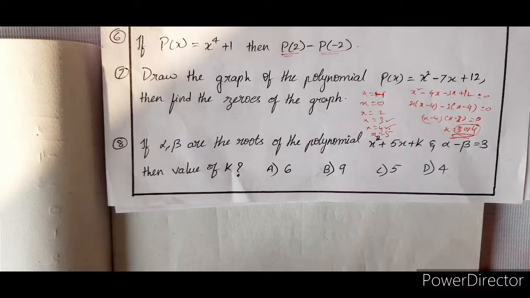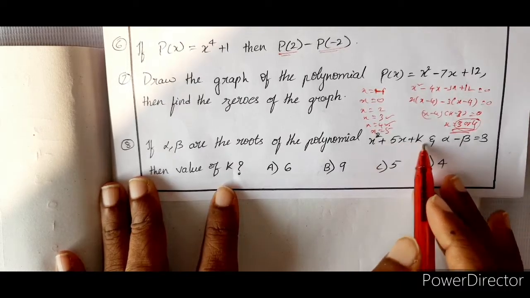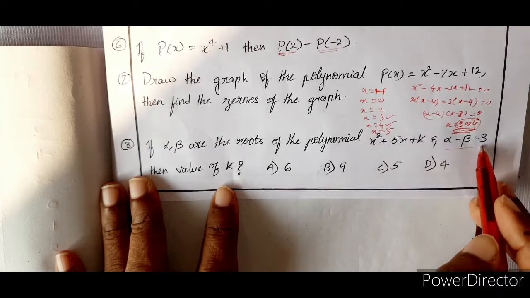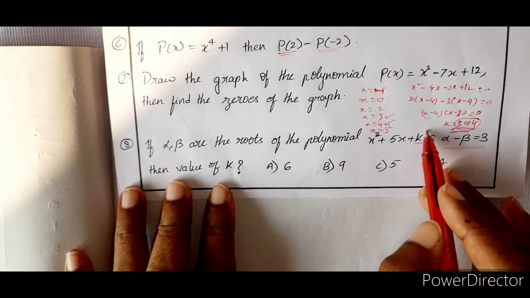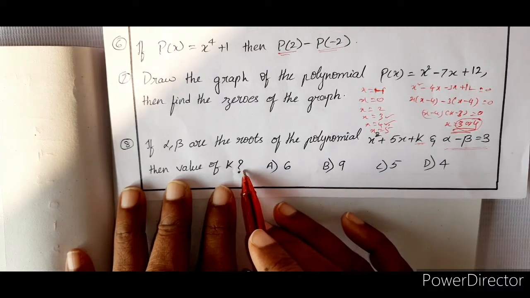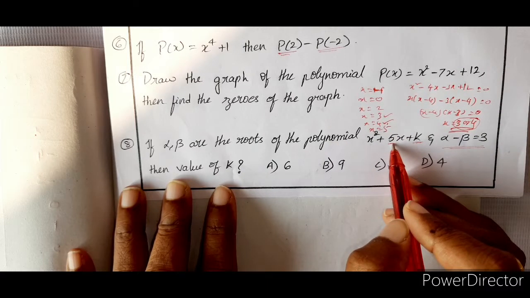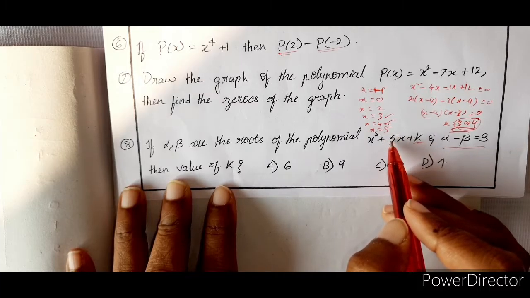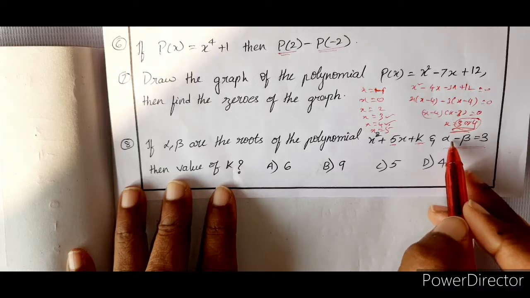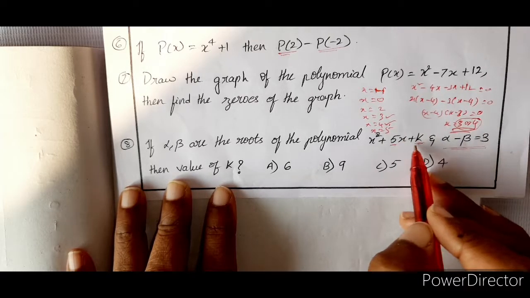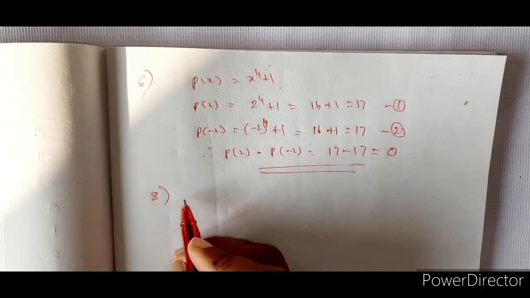Now alpha, beta are the roots of the polynomial, and alpha minus beta is also given to us. k is a value which we need to find. Then find the value of k. Now when the roots of the polynomial are given, alpha plus beta is minus b by a, and this is alpha beta. Let us use the alpha plus beta, alpha minus beta and alpha beta concepts, and then we will find this one. So the 8th one, let me do the 8th one here.